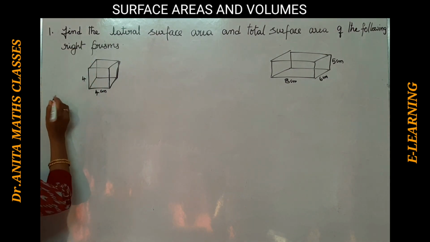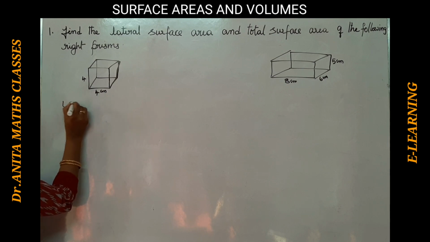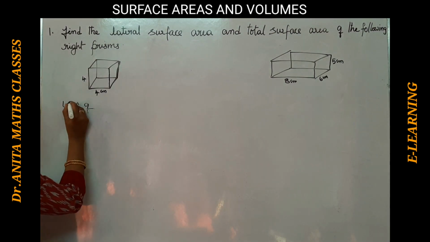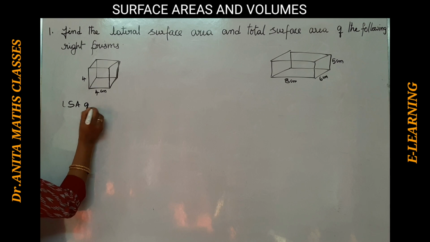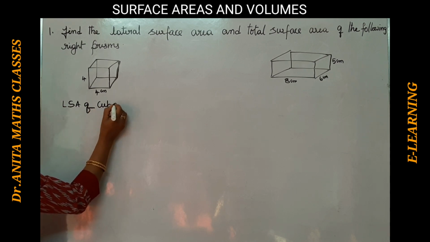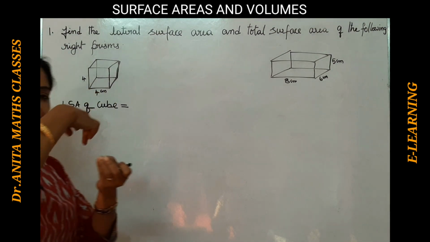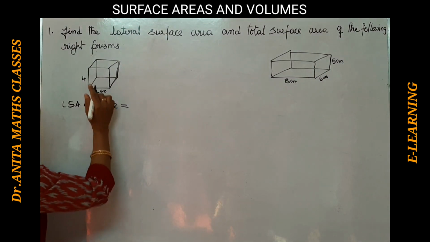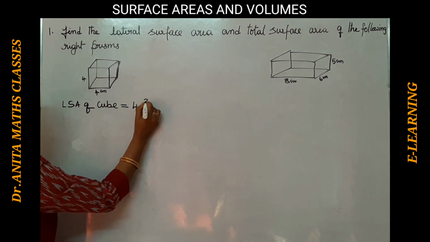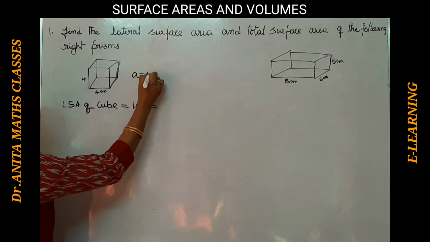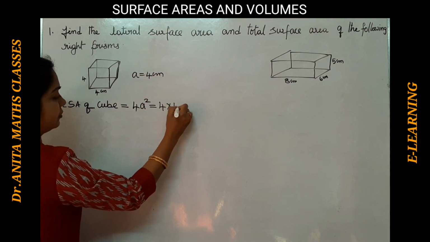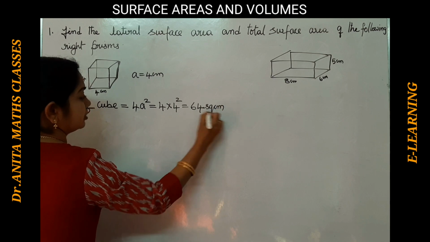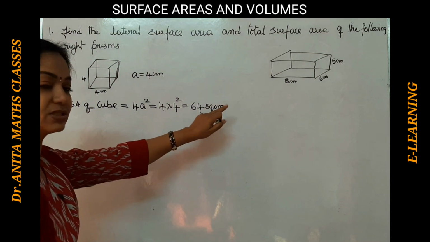So we have to find LSA and TSA of the following. Now first one, just applying the formula. Now what is the LSA of cube? So cube, 4 faces, that is called the lateral faces. Lateral faces area is called LSA of cube. So here it is 4 into a square, where here a is equal to 4 centimeters. So 4 into 4 square, so 64 square centimeters. Okay, area we write the unit square centimeters.